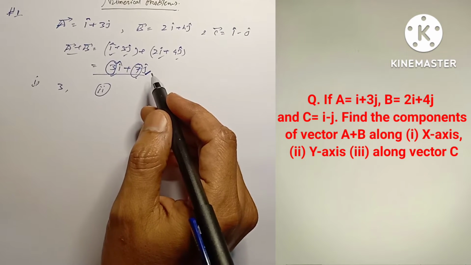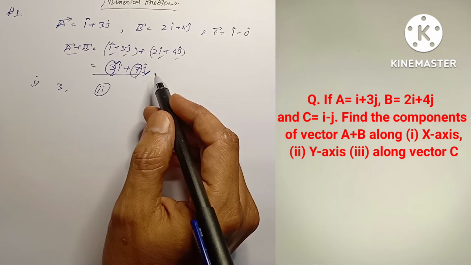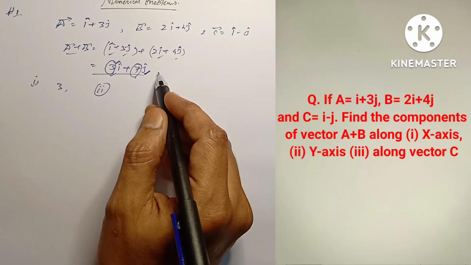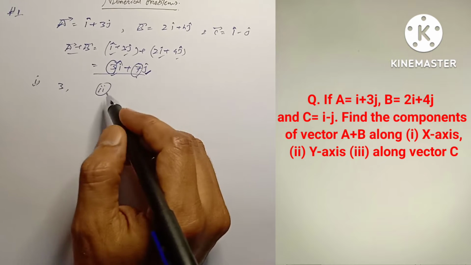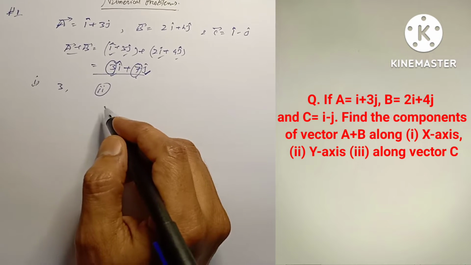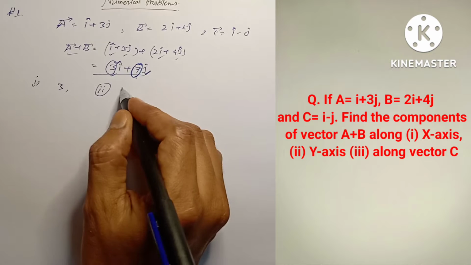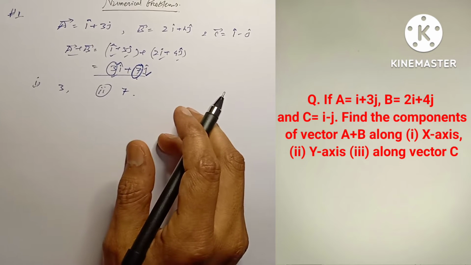Similarly, the coefficient of k will be the component along z-axis. So the component along z-axis is 0. Along y-axis it will be 7. So you can understand this.